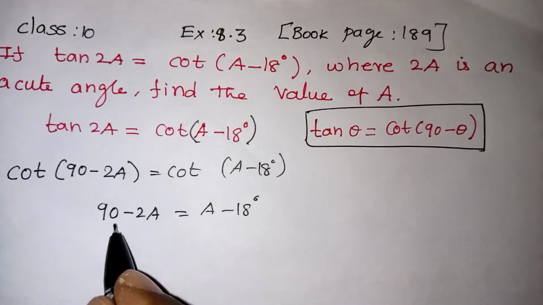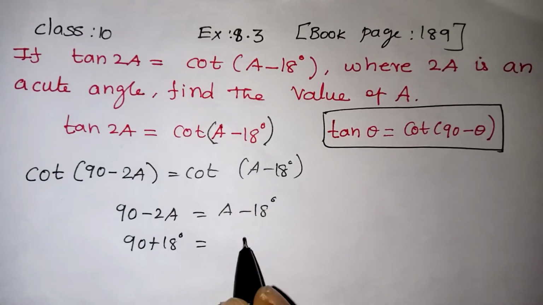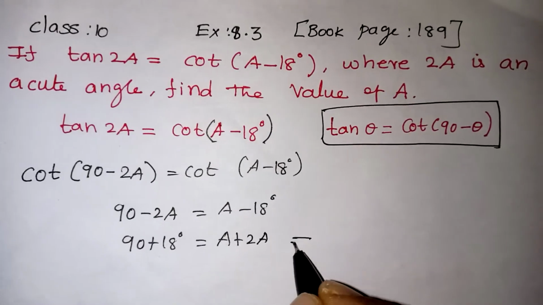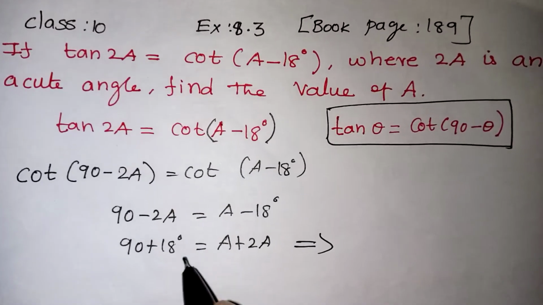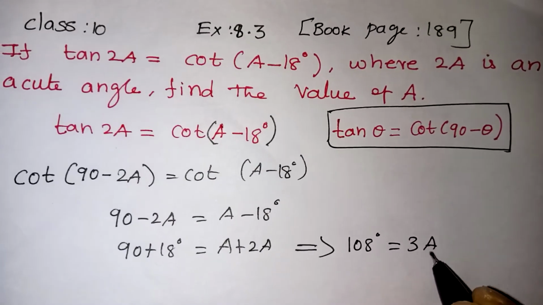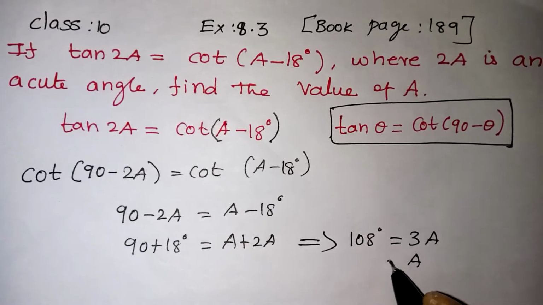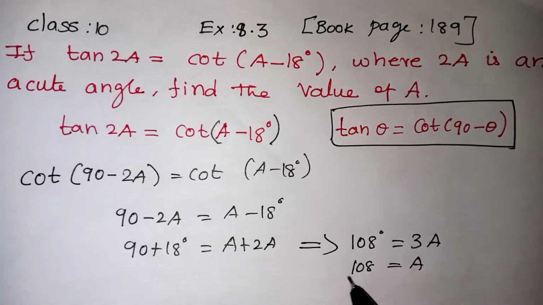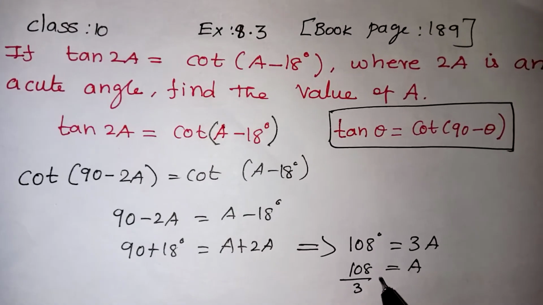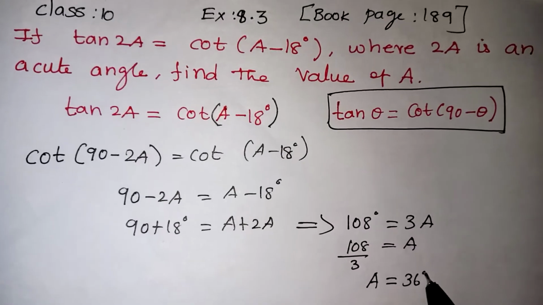Now the minus 18, bring it to this side, that will become plus 18. That minus 2a, you just take it to the other side, it will become plus 2a. So a plus 2a we are getting. So here 90 plus 18 will give you 108 degrees, which is equal to 3a. So the multiplication 3, bring it to this side, that will become division. So a is equal to 108 by 3. So we can cancel it. 3 3s are 9, balance 1 6. So 36 degrees we are getting. So a is equal to 36 degrees.